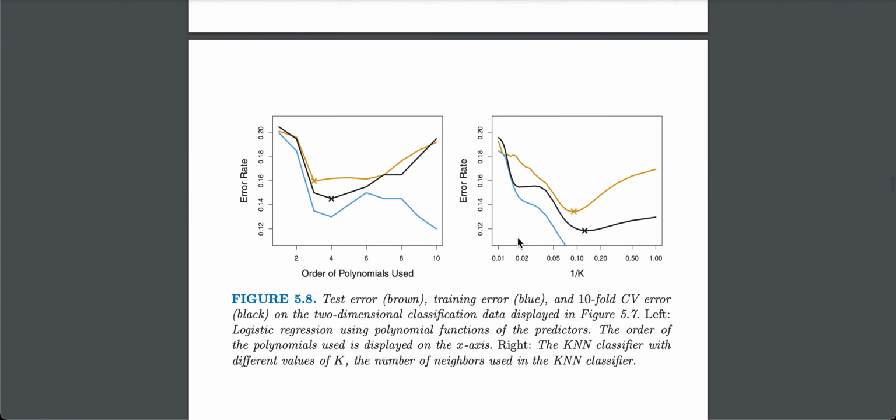We can do the same thing for k nearest neighbors and plot the error rate in terms of 1 over k. Why? Because the larger the number of neighbors, the less complex the k nearest neighbor is.